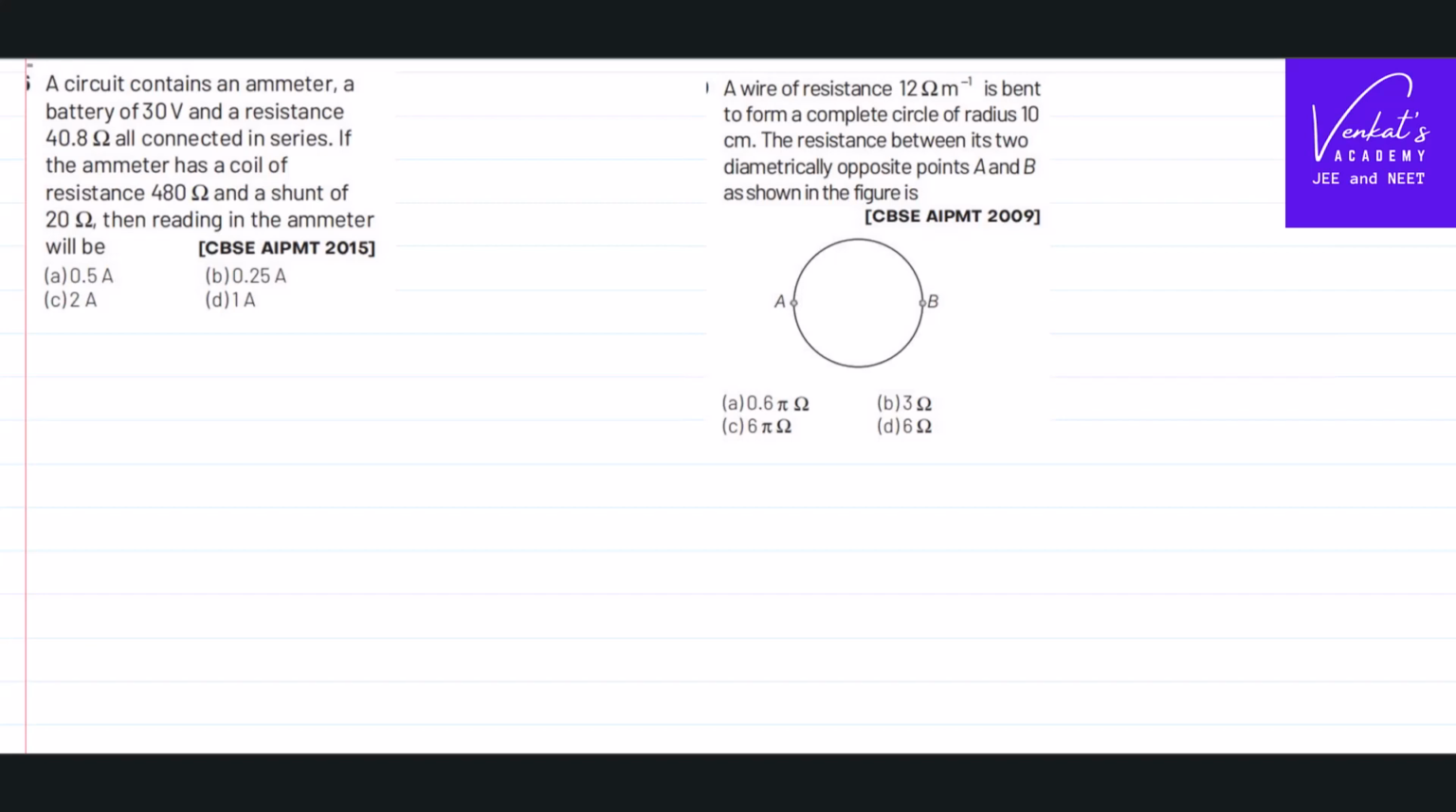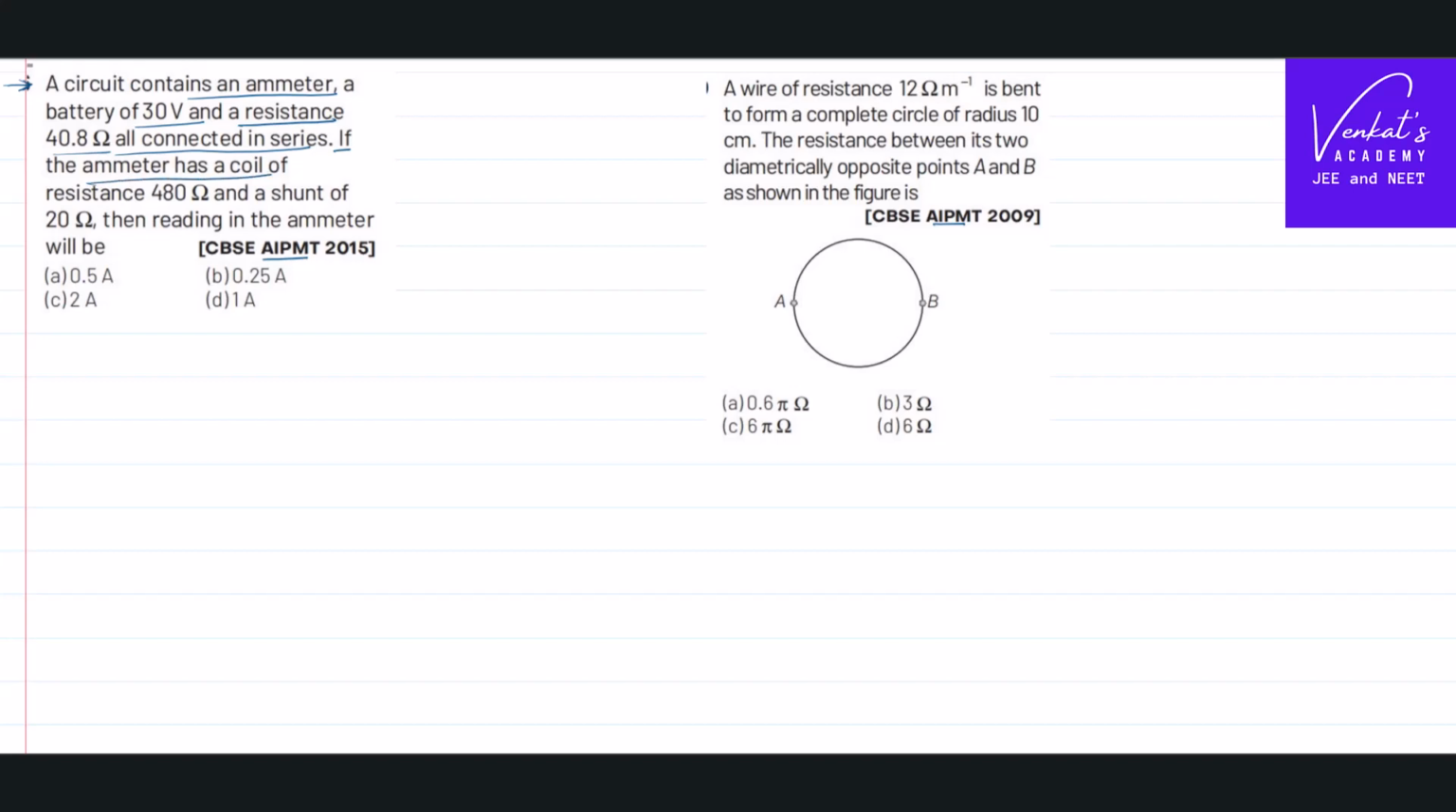Here in this video, we are solving two AIPMT questions. I will start with this first one, which says a circuit contains an ammeter, a battery of 30 volts and a resistance of 40.8 ohms, all connected in series. Right. So, I can draw them in series, but let me just read this sentence.